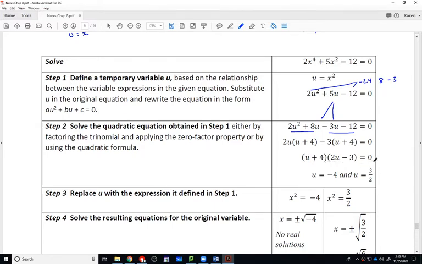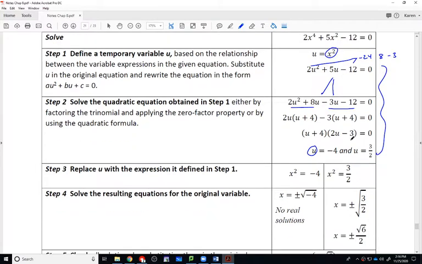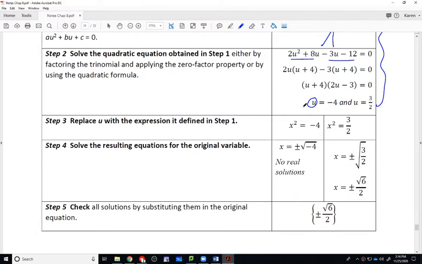Then, because this is equal to 0, we're going to use our zero factor property. So we've set it equal to 0 and we've factored. Now we're going to set each factor equal to 0. So u would equal negative 4 and u equal to 3/2. And this part here that we've done, this isn't anything new. This is what you're used to doing. The new part is that we weren't actually solving for u. We were solving for x squared. So what you'll then do is replace that u back with that x squared. So you'll say x squared equals negative 4 and x squared equals 3/2.